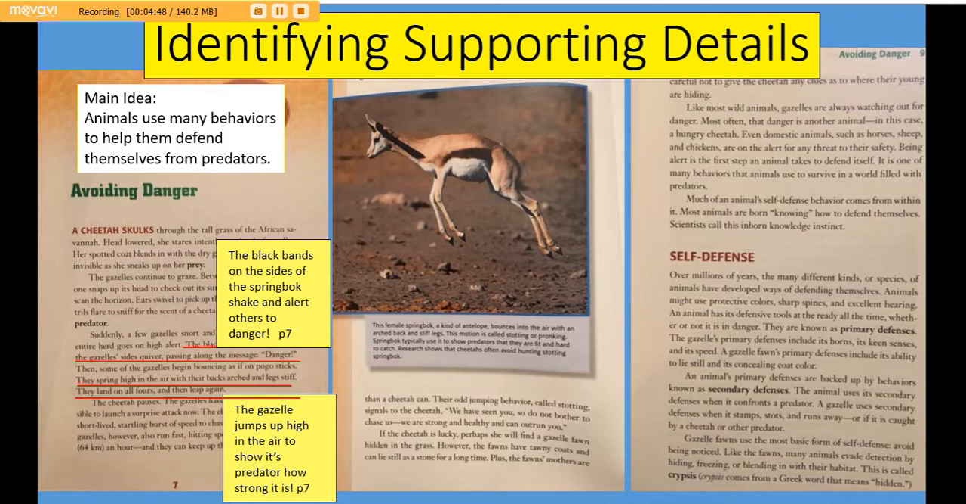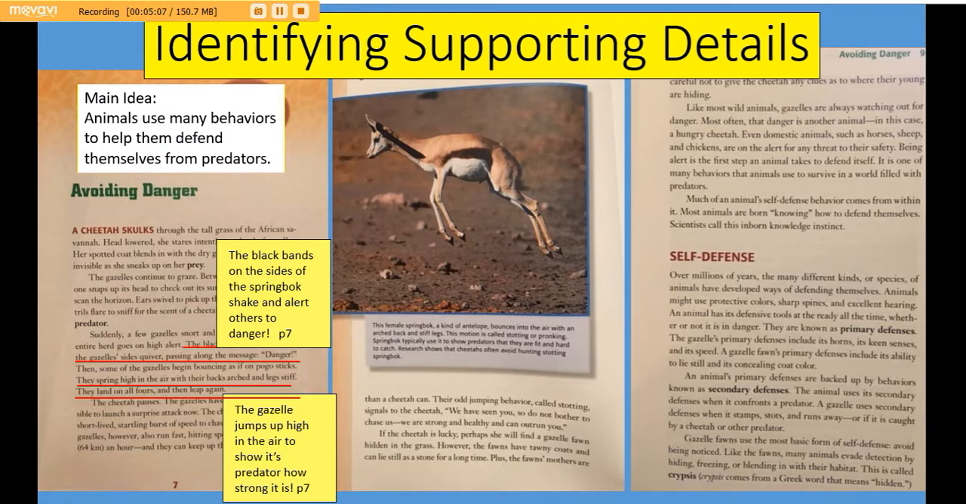If the cheetah is lucky, perhaps she will find a gazelle fawn hidden in the grass. However, the fawns have tawny coats and can lie still as a stone for a long time. Plus, the fawns' mothers are careful not to give the cheetah any clues as to where their young are hiding.